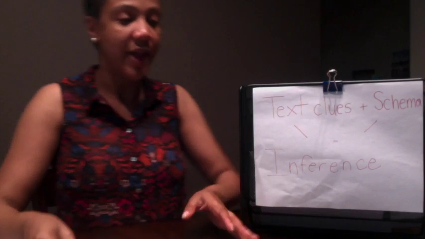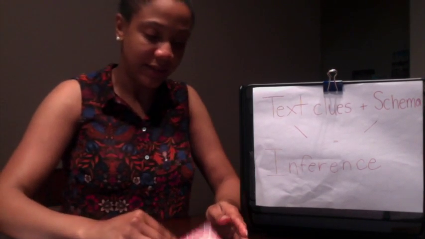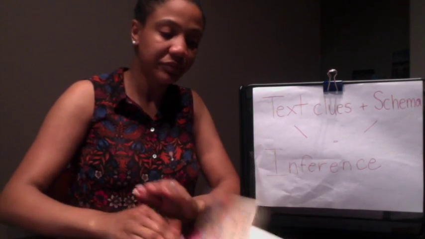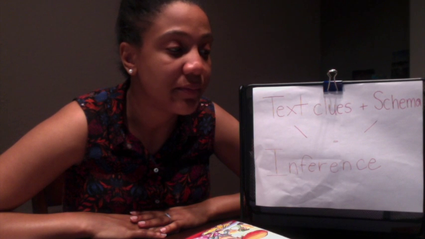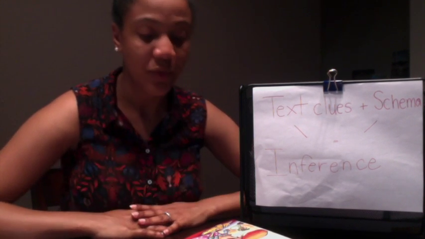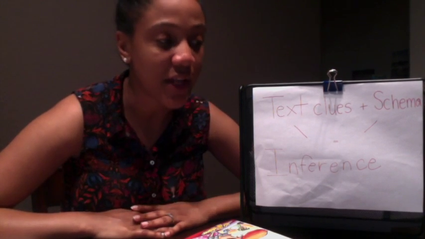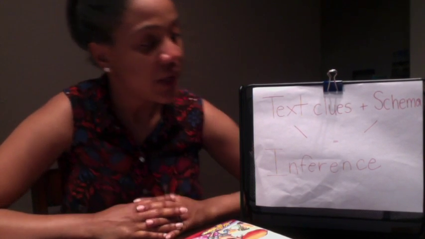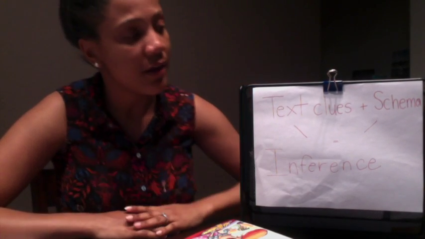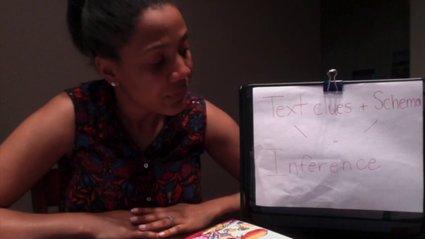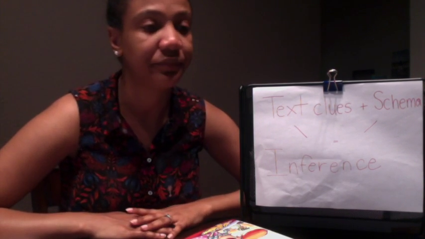Okay, I'm going to ask you to go back to the beginning, back to page 2, and we're going to read to ourselves, and you're going to stop when you get to the yellow sticky note. When you get to the yellow sticky note, I want you to use the text clues and your schema, things that you already know, to help you make an inference about what you've read.